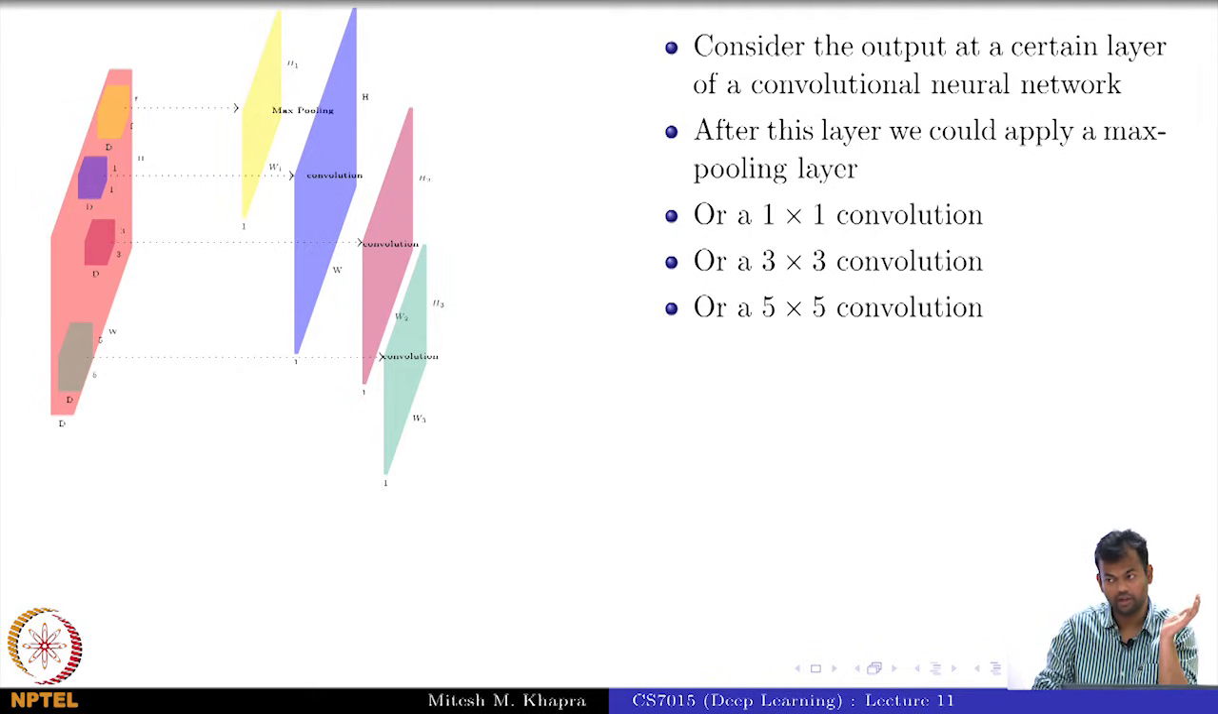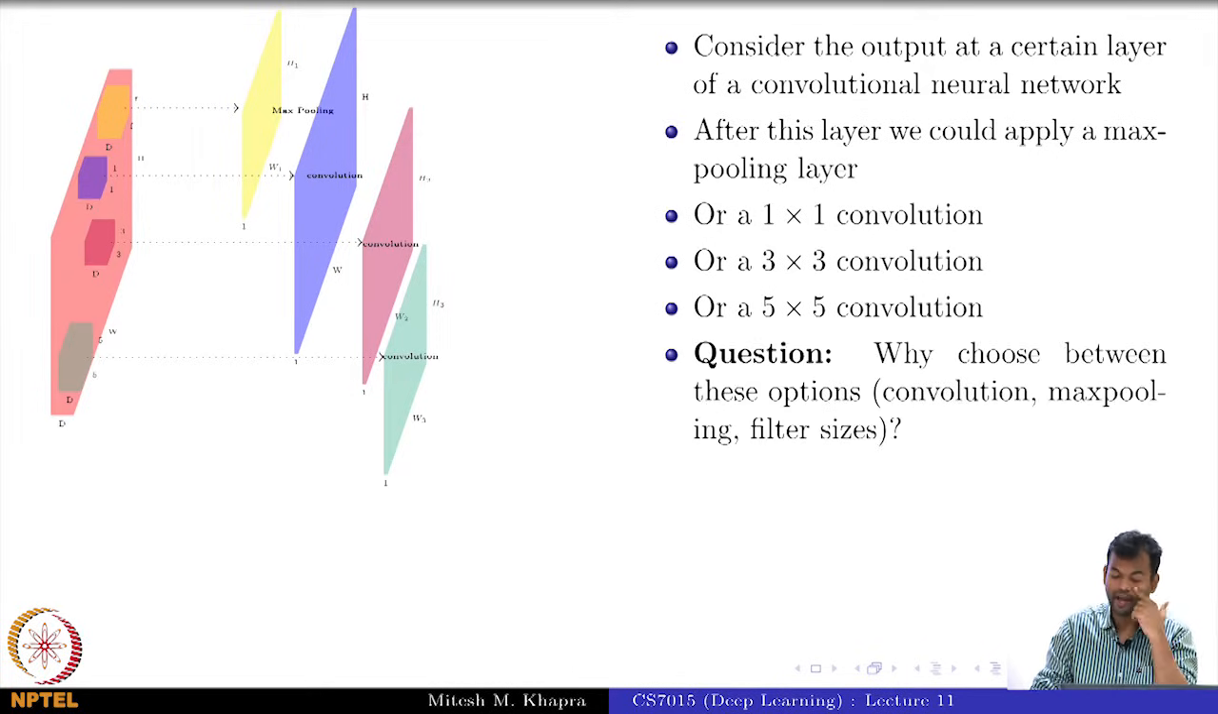And so far we saw that all these architectures do one of these things. They either do a max pooling, or a 3x3 convolution, or a 5x5 convolution, or a 7x7, 11x11, any convolution. But they're all uniform. They're all either 3x3, or 5x5, or 7x7. So why choose between these options? Why not do all of this at every layer? Do you get the question that I'm trying to ask?